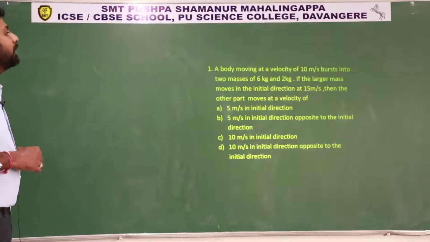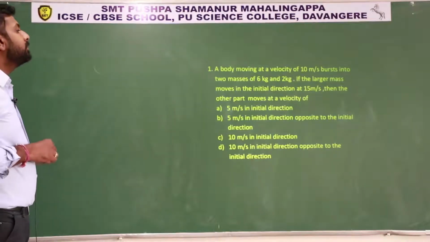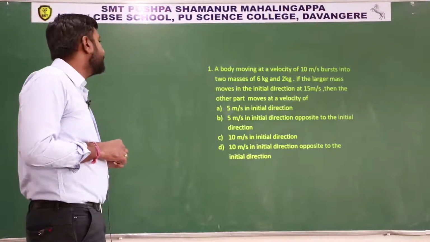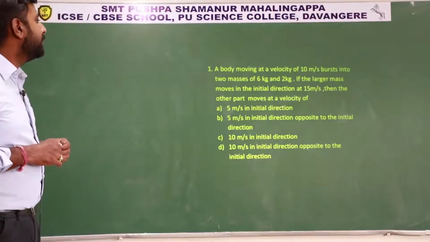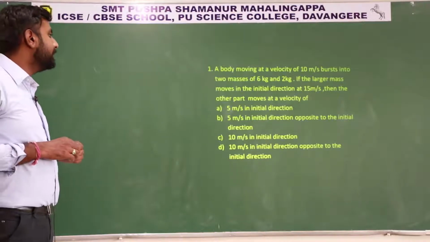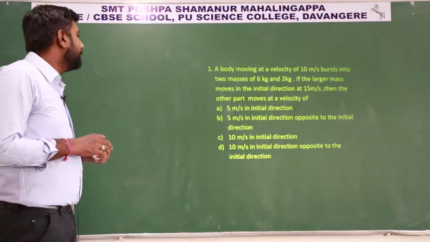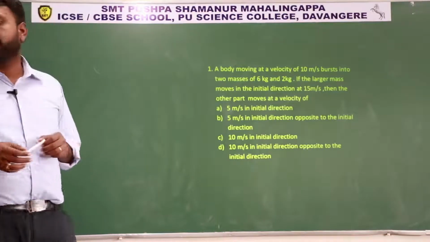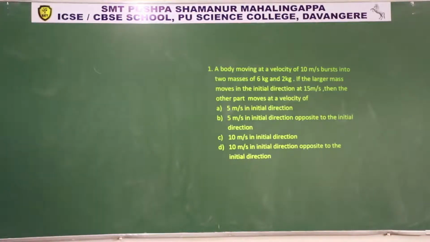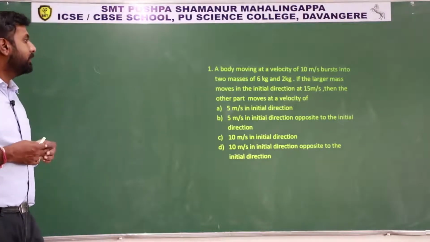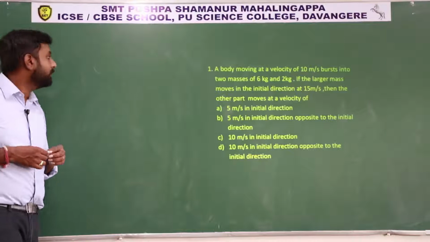First one: a body moving at a velocity of 10 meter per second bursts into two masses of 6 kg and 2 kg. If the larger mass moves in the initial direction at 15 meter per second, then the other part moves at a velocity of... So here you have to use the law of conservation of momentum concept.